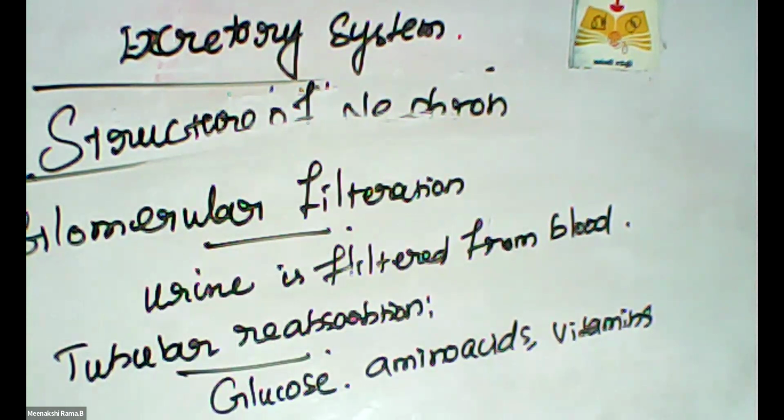Tubular reabsorption means the filtrate contains essential parts like glucose, vitamins, and minerals such as sodium and potassium salts. We want to reabsorb these into the blood. So the process is known as selective reabsorption. Next one is tubular secretion.